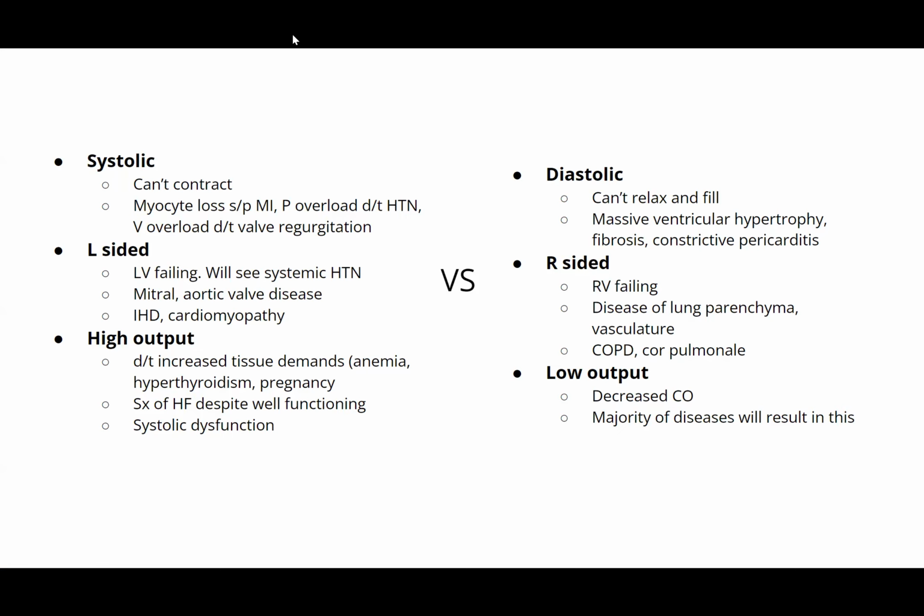Left-sided, so the left ventricle is failing. You see this in hypertension. You can also see this in mitral and aortic valve diseases, ischemic heart diseases, and cardiomyopathy. Right-sided, the right ventricle is failing. This is due to diseases of the lung parenchyma and vasculature. COPD is a really big one. Cor pulmonale, you know that all of this is due to lung defects. So if you have right-sided heart failure, it's most likely because something's going wrong in the pulmonary system. And then high output versus low output, but we already talked about all that stuff.